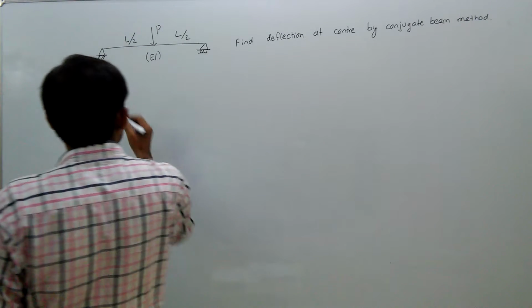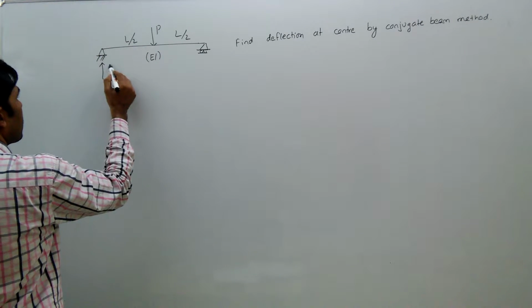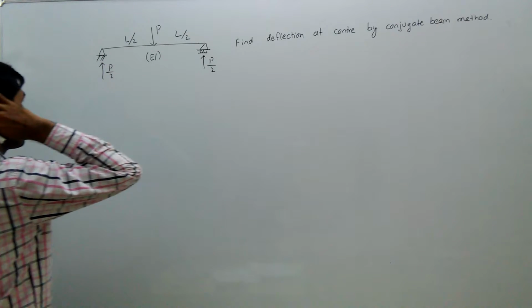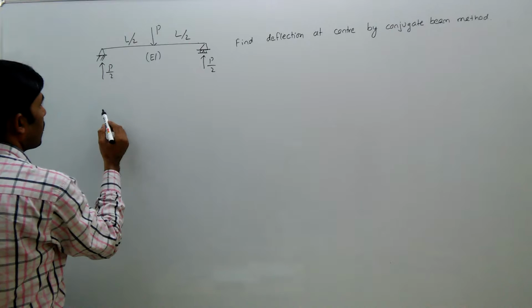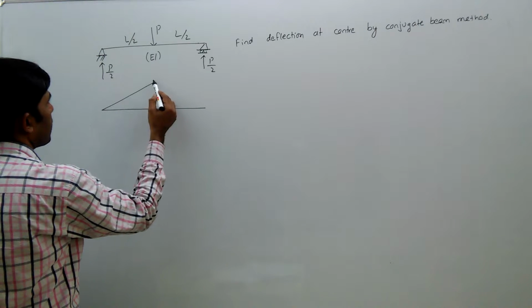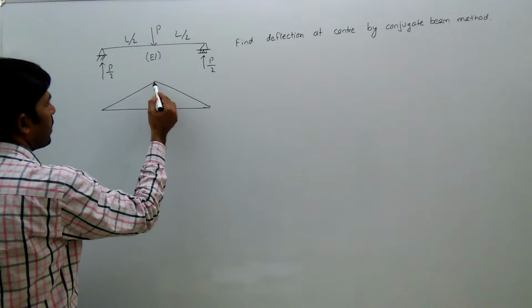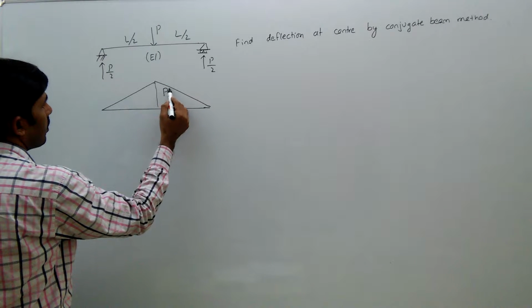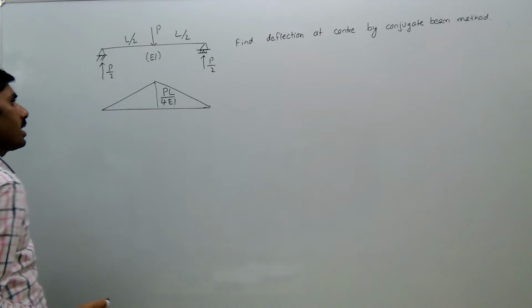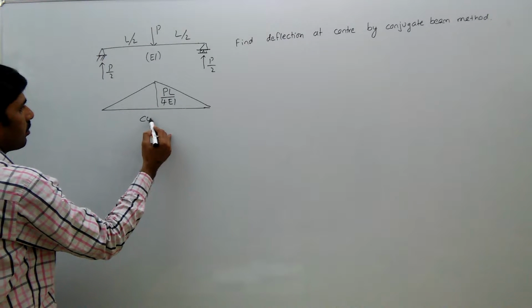Now first we will draw. We know the reactions are P by 2, P by 2. The curvature diagram is like this, because the bending moment here is PL by 4, dividing with EI we will get the curvature diagram. This is the curvature diagram.